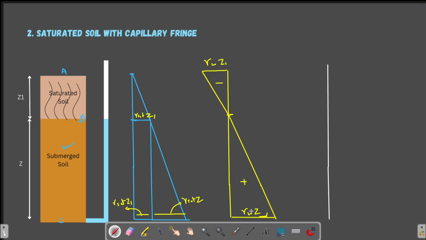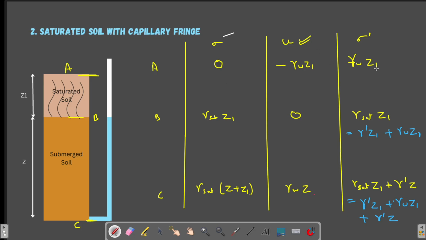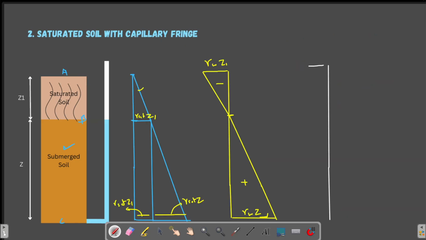Now let's draw the effective stress diagram. So how to draw the effective stress diagram? It is very difficult to subtract these because one is increasing, the other is decreasing. So what I will be doing, the effective stress diagram we will be drawing from here. The stress at this point is gamma W into Z1. So let me draw this. It is gamma W into Z1, and this stress will continue up till the bottom.